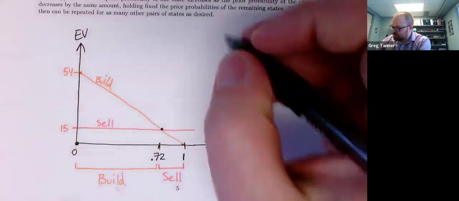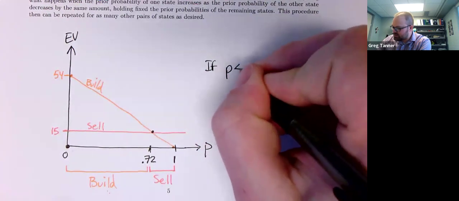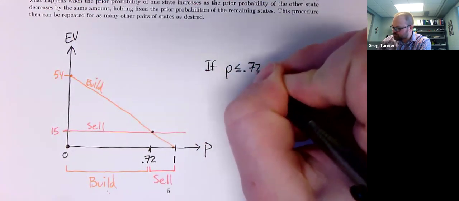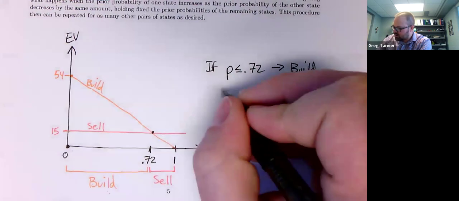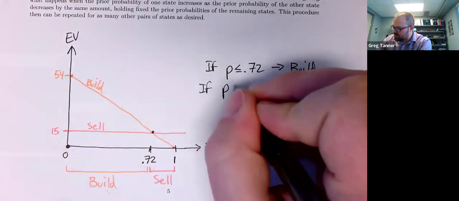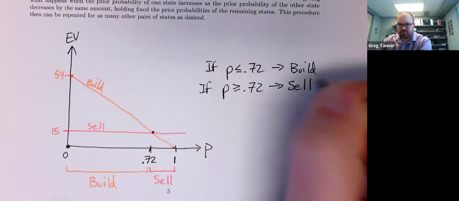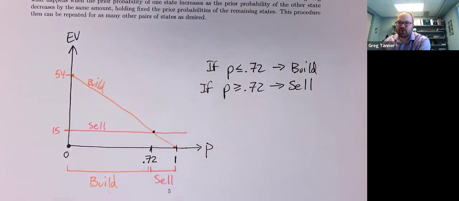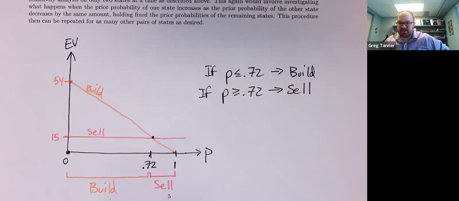Okay, and so simple: if P is less than or equal to 0.72, then we should build. If P is greater than or equal to 0.72, then we should sell. Okay, and if it's equal to 0.72, either would give us the same expected value, and then you could think more about your risk tolerance as far as which you would prefer. Okay, and so that's kind of a discussion of sensitivity analysis.